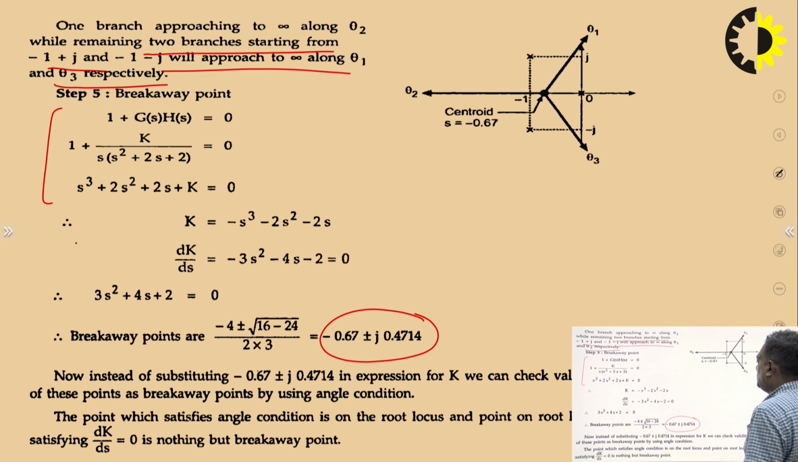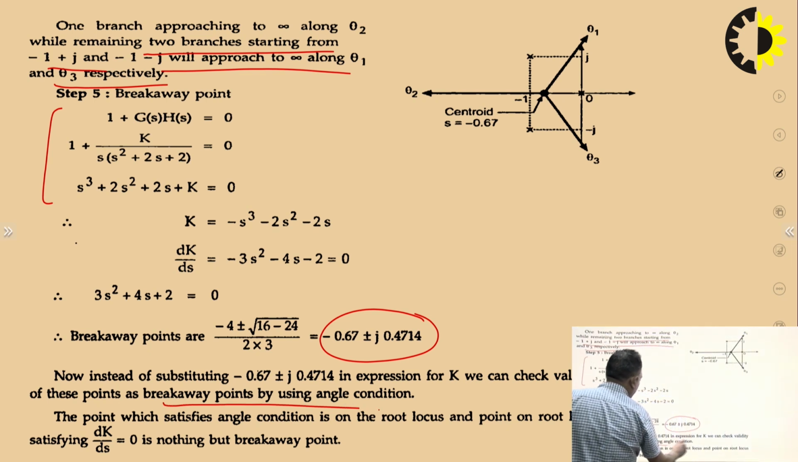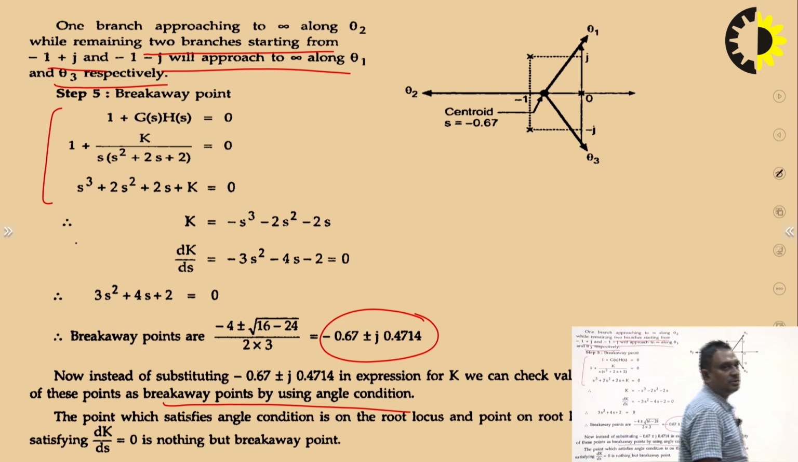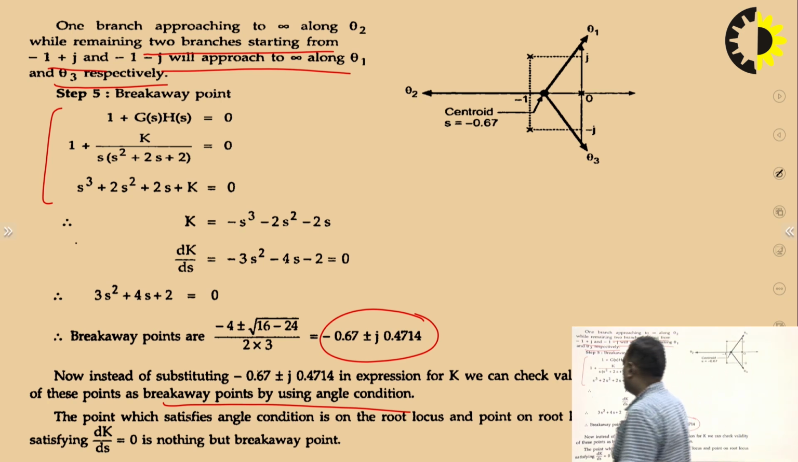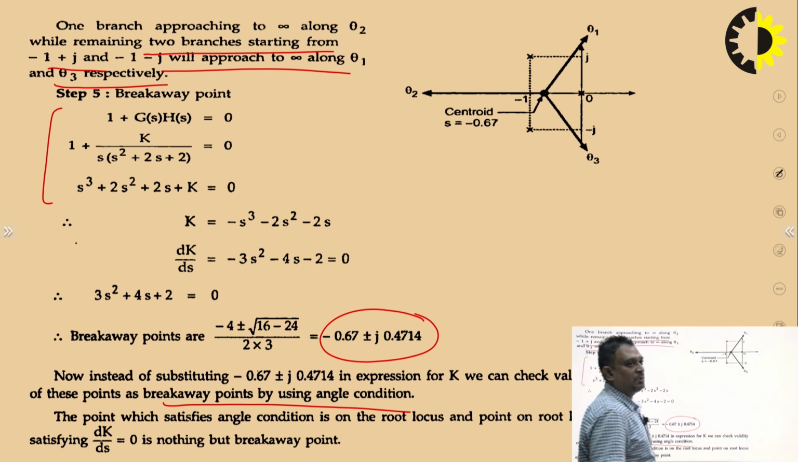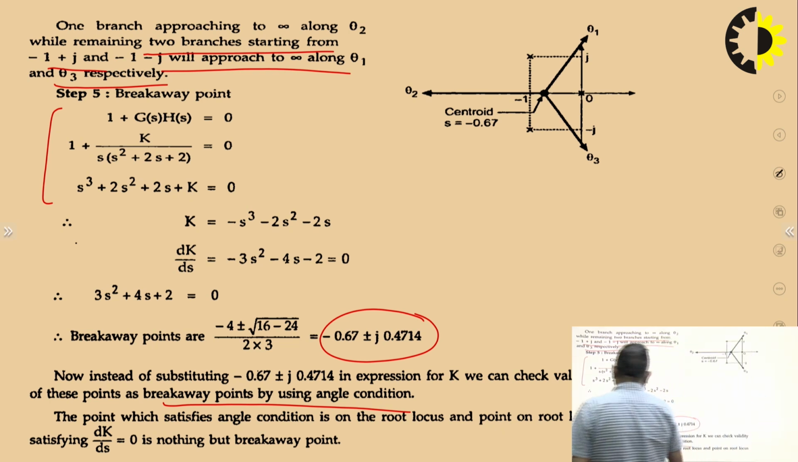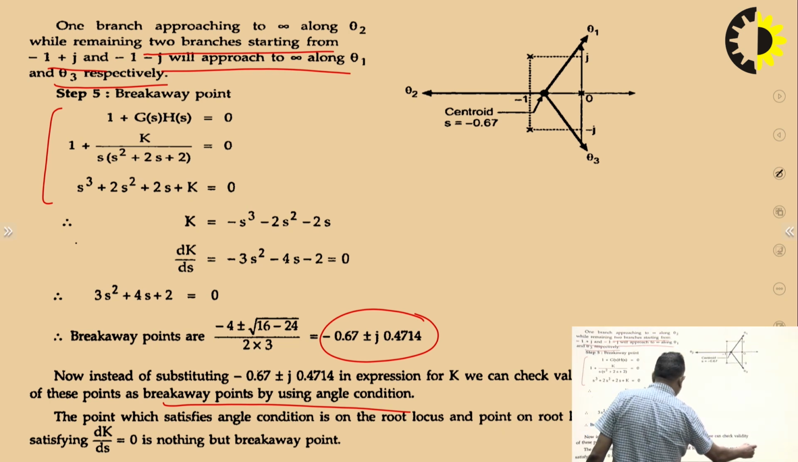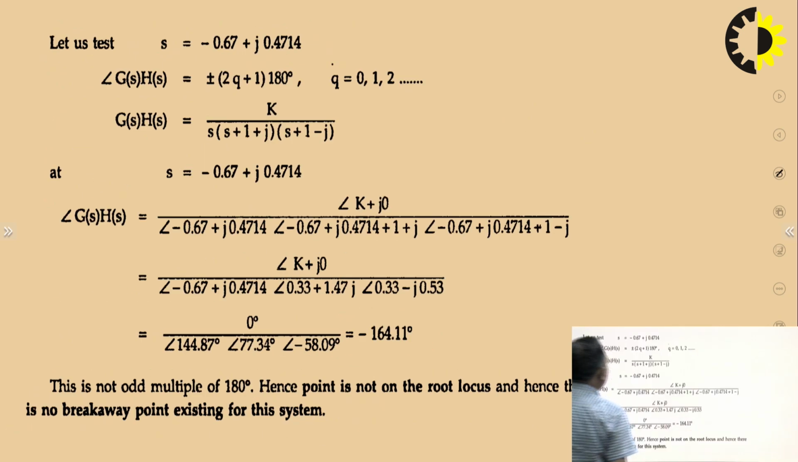Now, instead of dK by ds, we can check the validity of this breakaway by using the angle condition. Whenever your breakaway points are complex, it is difficult to find the validity of these points, so the validity of these points can be checked by the angle condition. You know, any point which is part of the root locus will satisfy the angle condition. So the point which satisfies the angle condition is on the root locus, and a point on the root locus satisfying dK by ds equals 0 is nothing but a breakaway point.